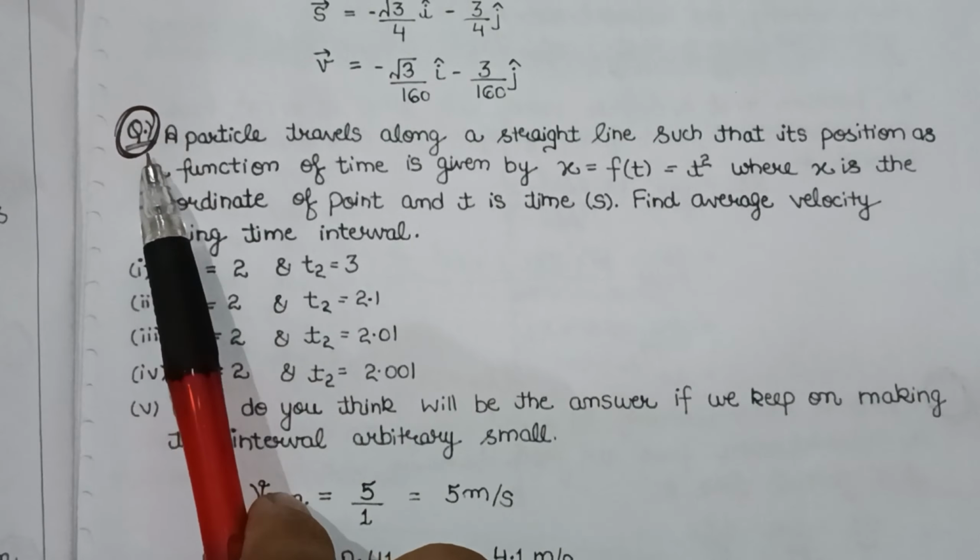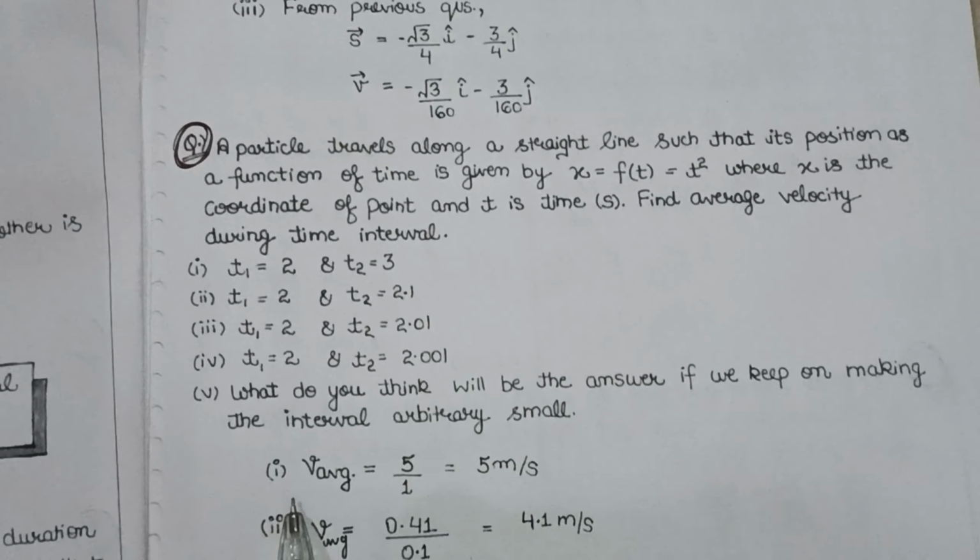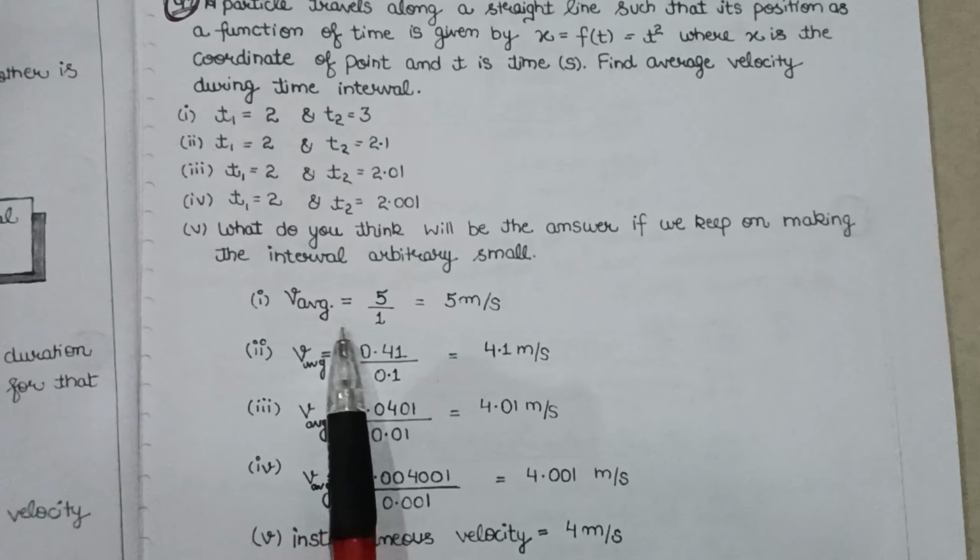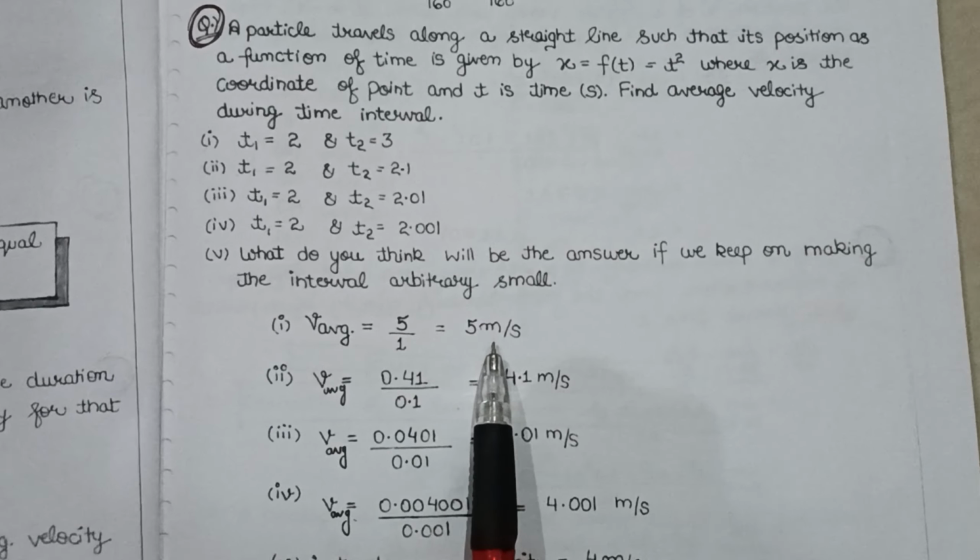Now the next question. A particle travels along a straight line such that its position as a function of time is given by x is equal to t square, where x is the coordinate of the point and t is time in seconds. Find average velocity during the time interval. First question, t1 is equal to 2 seconds and t2 is equal to 3 seconds. Therefore, average velocity is equal to 5 by 1, which is equal to 5 meters per second.